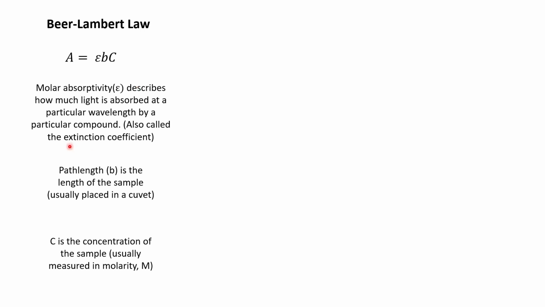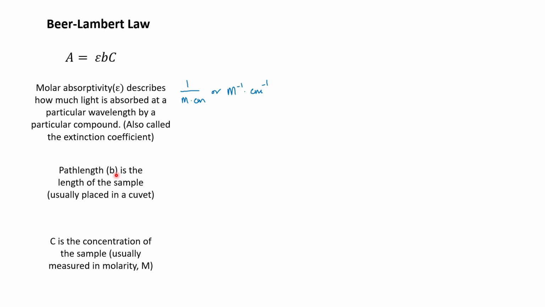Now, sometimes in older literature, this is called an extinction coefficient. They are the same thing. The units of molar absorptivity are usually 1 over molarity times centimeters, or sometimes it's written as molarity to the -1 times centimeters to the -1. This is going to make absorption unitless, which is what we want. Okay, so that is molar absorptivity.